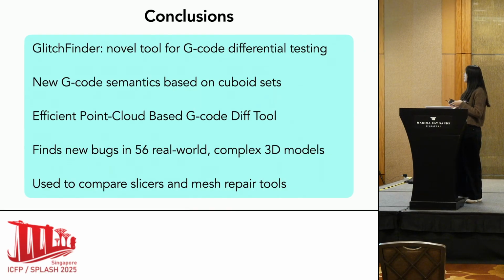So in conclusion, we introduced Glitch Finder, which is a new tool for G-code differential testing. It defines new G-code semantics with cuboid sets and uses an efficient point cloud-based diff that helps us to find bugs in both models and fabrication tools.